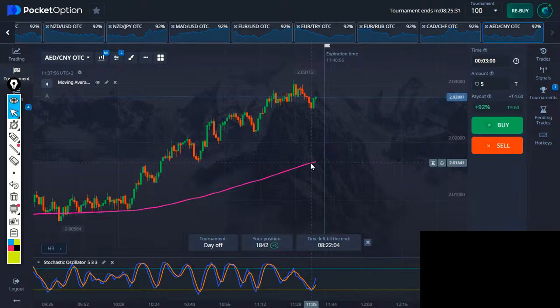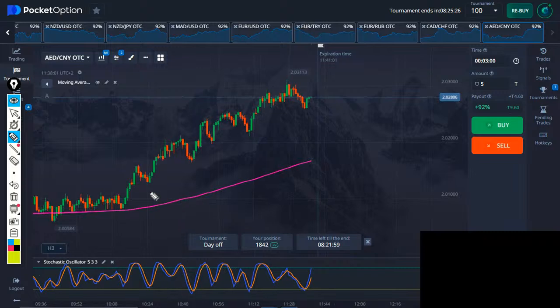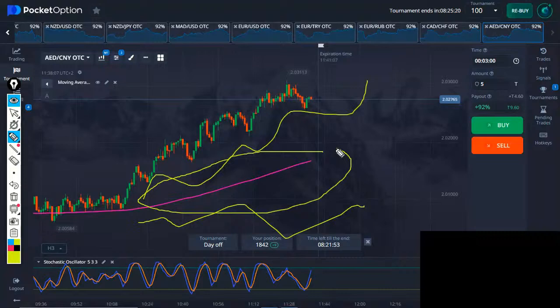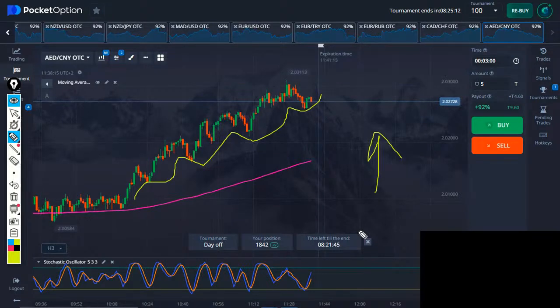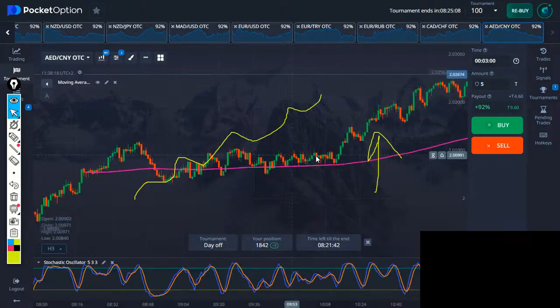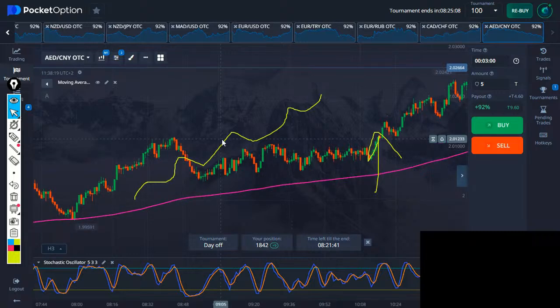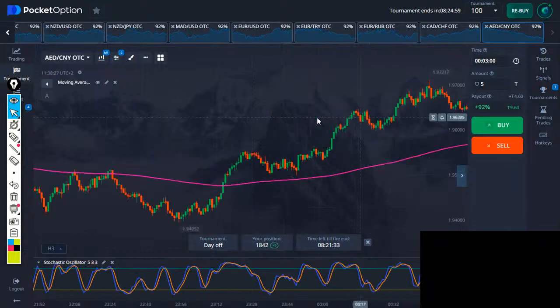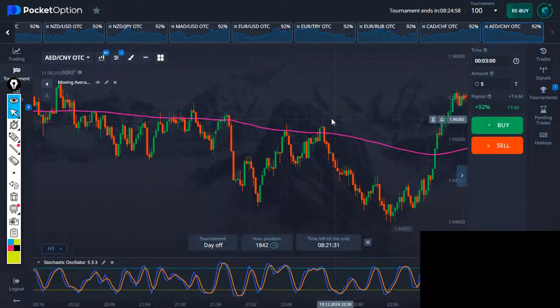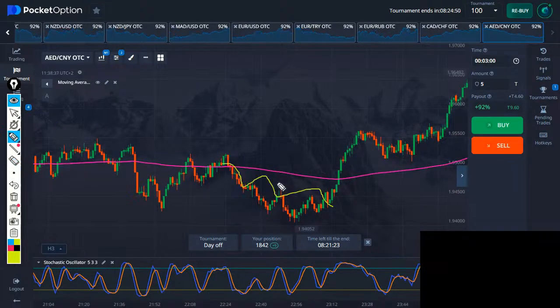First, you have to see if the price is moving above or below the moving average. If the price is moving above the moving average, you only take buy trades. Okay? If the price is moving below the moving average, like in this case, for example, you only take sell trades. So this is the first confirmation.